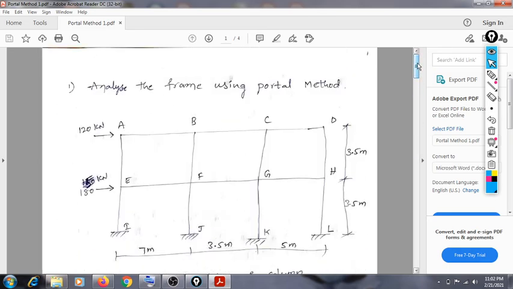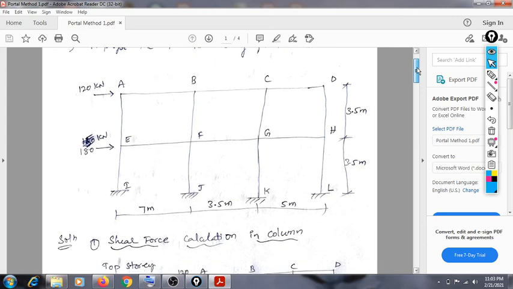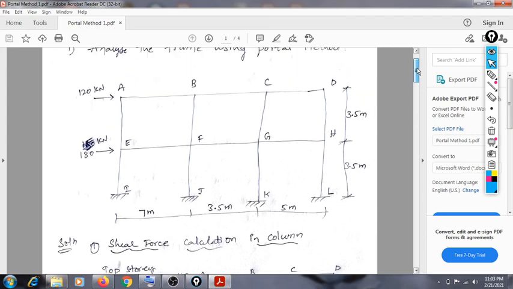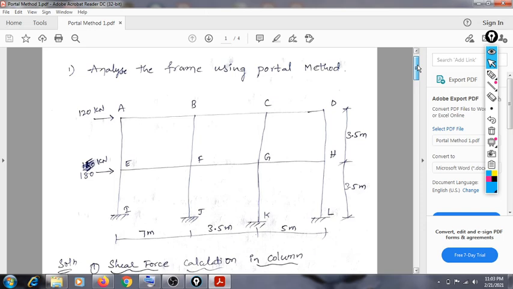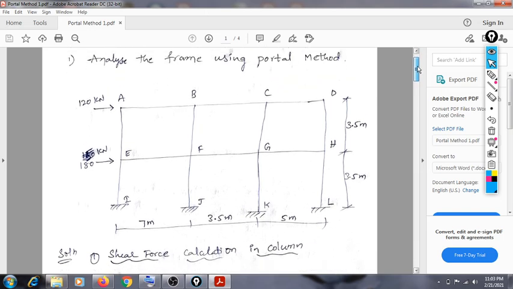So a quick recap in just 30 seconds. We have to analyze the frame using the portal method. When you look at the frame, we have from A to L, and 7 meters is the span of AB, BC span is 3.5 meters, and CD span is 5 meters. Both stories' heights are 3.5 meters. Analyzing is nothing but calculating every moment and shear in general. So this is by using the portal method.